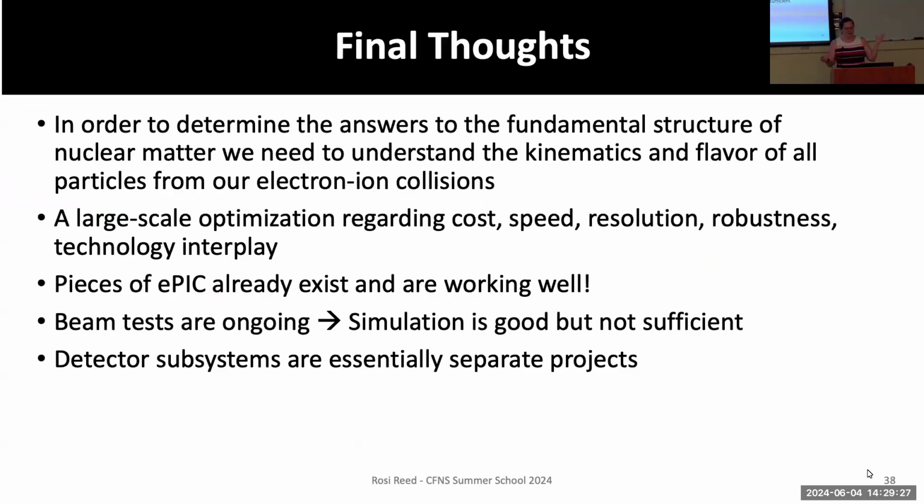All right, so we basically have some final thoughts. I have one more slide after this, but really, in order to be able to answer all these fundamental questions, to determine the answers to what the fundamental structure of nuclear matter is, we really need to understand the kinematics of everything that comes out of collisions, and the flavor. And so you really need to have this optimization where you're optimizing cost, speed, resolution, robustness, technology interplay. That's actually a very complicated, and in my opinion, a very interesting problem. And that's something that goes beyond just the physics work.